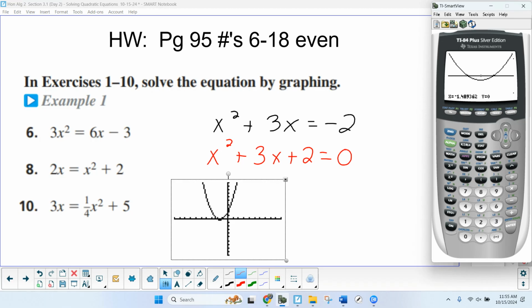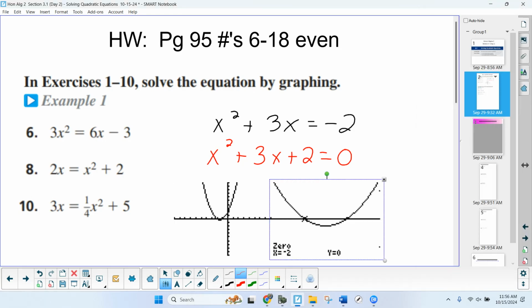So I can now go second calc what? Who was I working with? Kaden? 0. Second calc, 0. Now you need to be to the left. So anywhere to the left of the 0 first, hit enter. Then anywhere to the right, hit enter. And then do I want it to guess? Yes, you just hit enter.